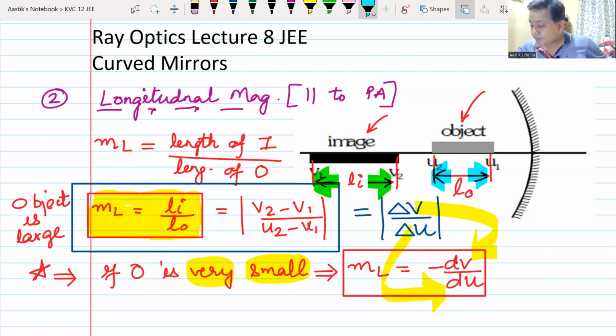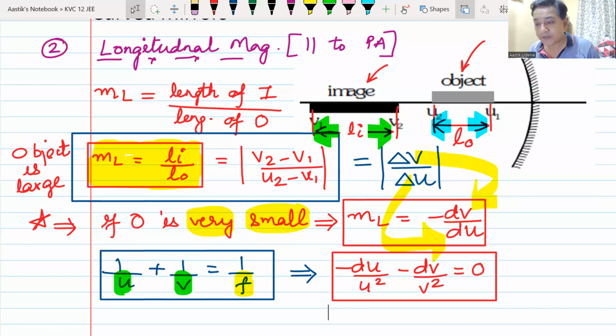If I differentiate this equation, I will get minus du by u square minus dv by v square is equal to zero. This is pure maths and I have done nothing but differentiate. The slide is paused. Oh, sorry, I forgot. Okay. So 1 by u plus 1 by v is 1 by f. That is my mirror formula. Yes or no? We remember this formula? What I have done here is I have just differentiated this equation once. And I get this formula.